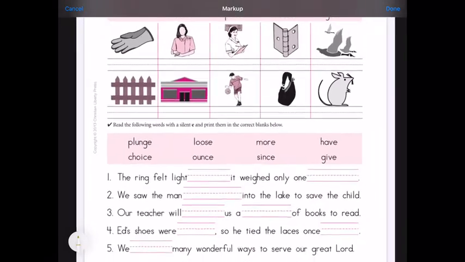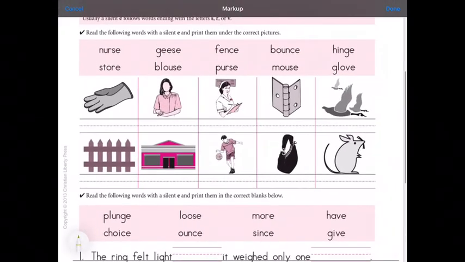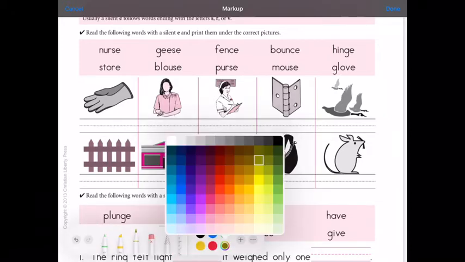I'm gonna zoom in. And you can follow along with me. I'll do a couple of these. So we already know that we're working with silent E. So what I'm going to do is I'm going to go ahead and put in all of my silent E.